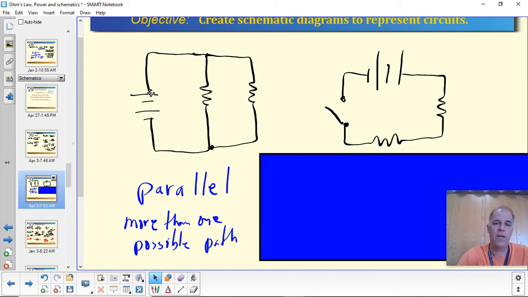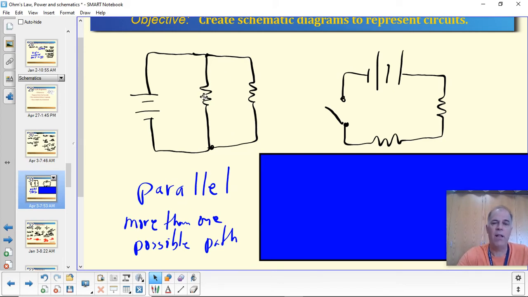So this is parallel because an electron can leave the battery and get to this branch here, and the electron could go through this one and then back to the battery. Or it could go over this way and go through this resistor, and then come back to the battery. So there's more than one possible path for the electrons to take.